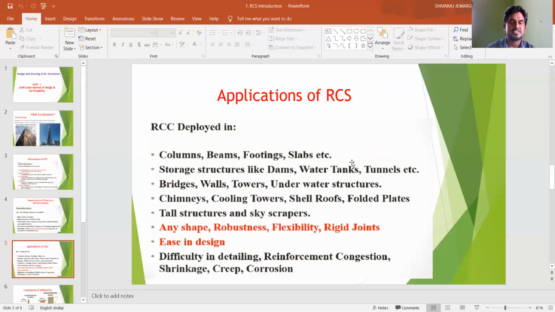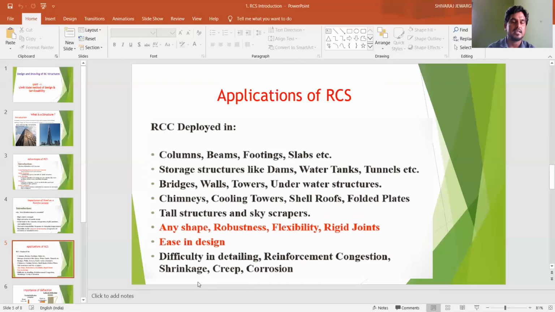And with the help of RC structures, we can achieve very rigid joints, and also have ease in the design. The only difficult part in reinforced concrete structures is detailing and reinforcement congestion. If any particular structural element consists of more reinforcement, the area for pouring of concrete becomes very less. This is one of the problems we are going to experience. So these things we have to take care of in constructing any particular structural element.